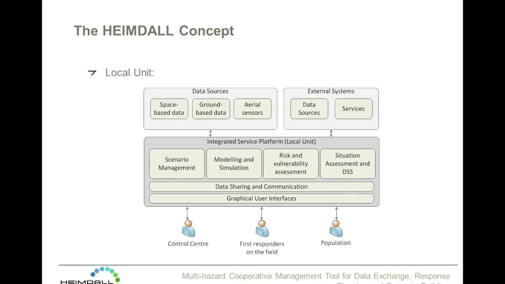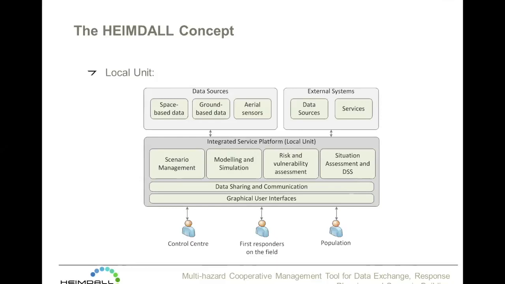so that the users can access this platform and make use of the different tools. In order to make use of the tools, we will have different data sources. On one hand, we have data sources provided by space-based data, ground-based data, and aerial sensors. So this data will be integrated. And also we will provide interfaces to external systems, like for instance, the systems currently being used by different organizations could be interfaced to the system, or weather services or any other type of service which could be relevant.